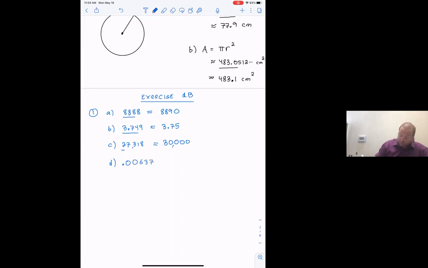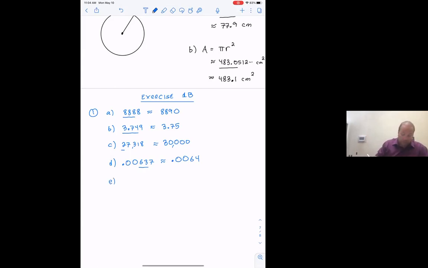D is 0.00637, and we want 2 significant figures. So 2 significant figures would be those 2, because the first 2 zeros are not significant. And because of the 7, it goes up, so 0.0064. You can't just say 0.64. That's nowhere near 0.00637. So the zeros are very important, whether they're significant or not, for making sure that our number is close to what we're approximating.